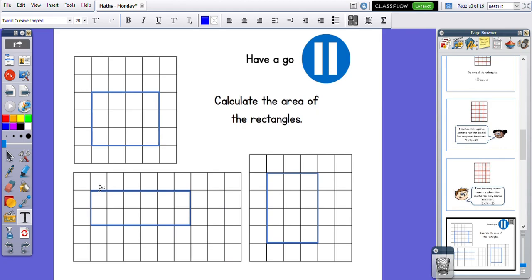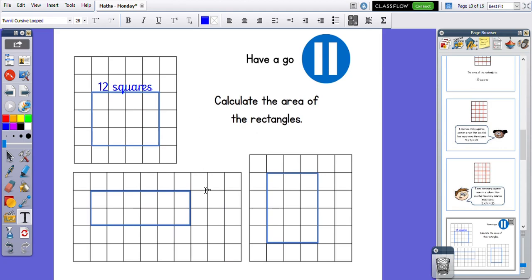Okay, so let's have a look. For each of these, we could have counted how many squares are inside. So let's start with this first one. So we have got 1, 2, 3, 4, 5, 6, 7, 8, 9, 10, 11, 12. So this one is 12 squares. The area of this rectangle is 12 squares.